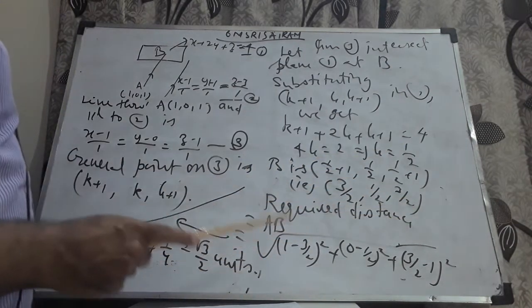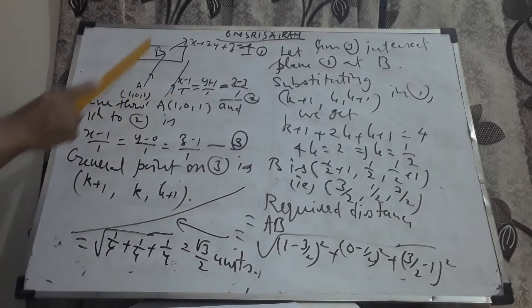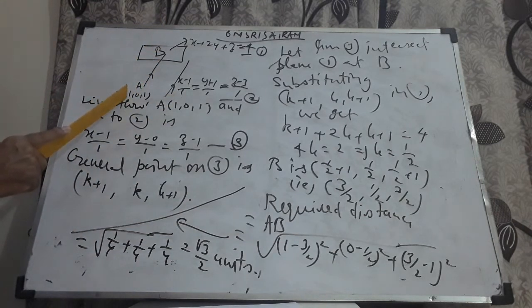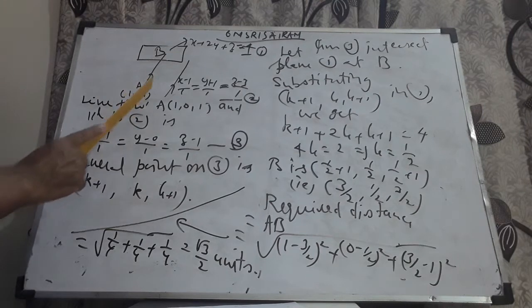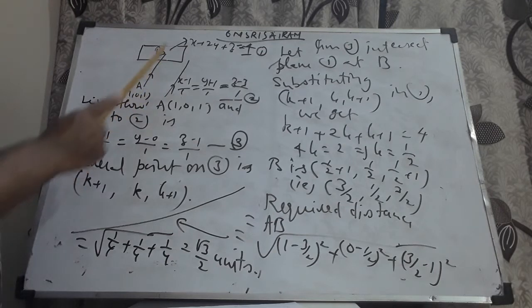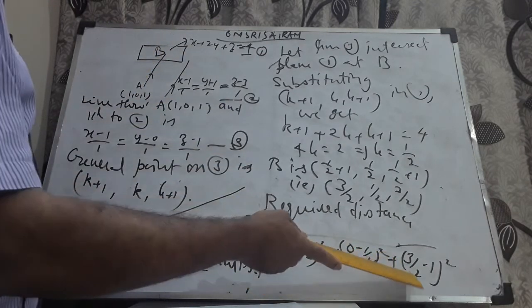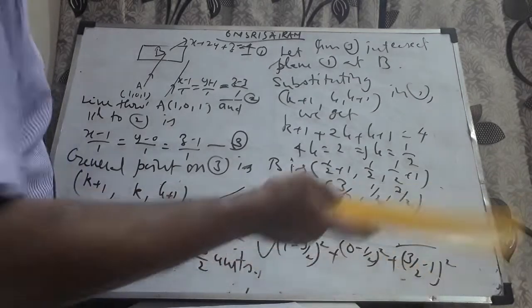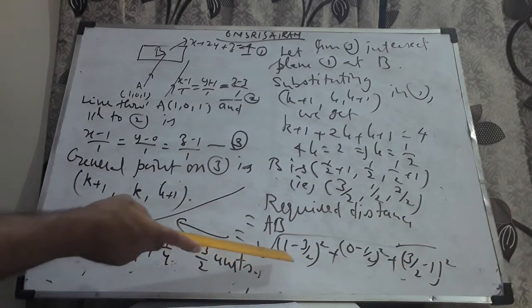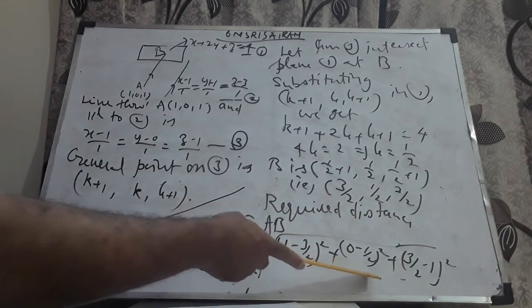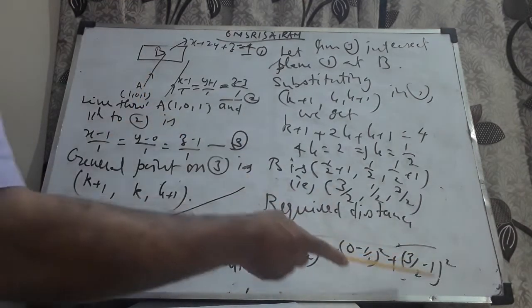Now the required distance is AB. For (1 - 3/2)² + (0 - 1/2)² + (3/2 - 1)². Or you can say (1 - 3/2)², (3/2 - 1)². Either way you can write. Remember carefully: (1 - 3/2)², (0 - 1/2)², everything is written only from this, therefore 1 - 3/2.